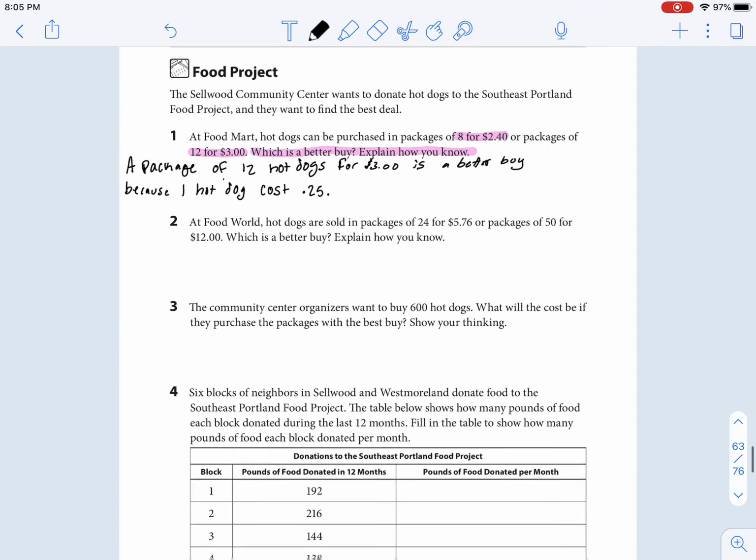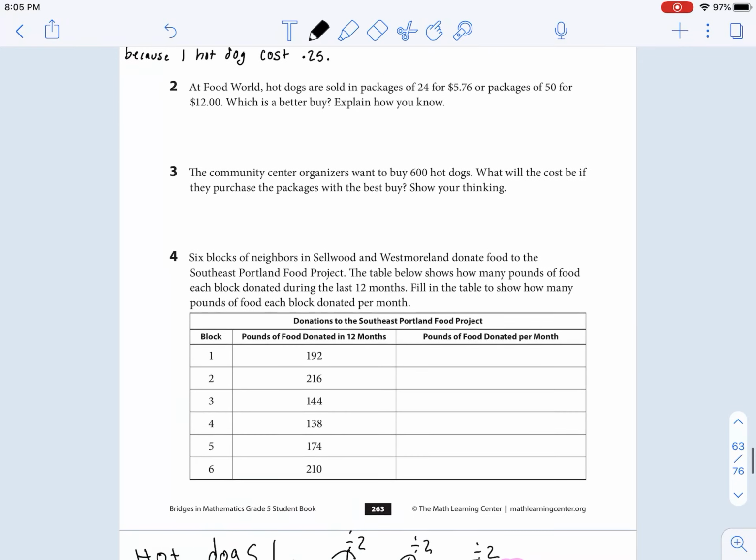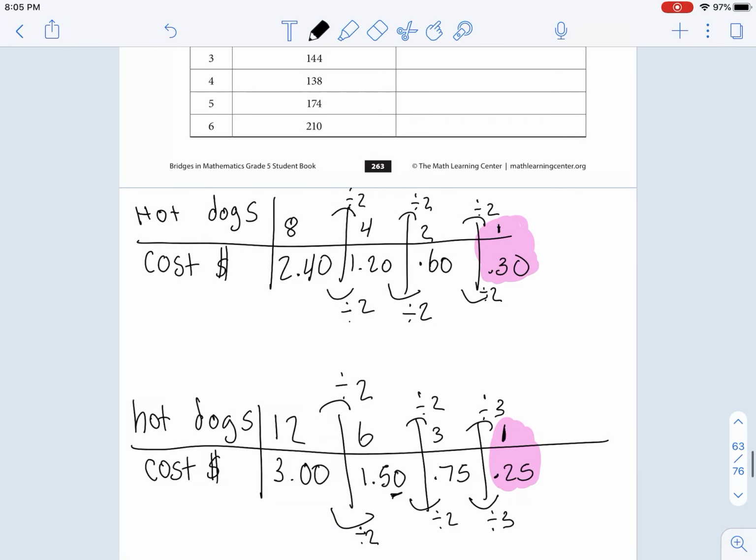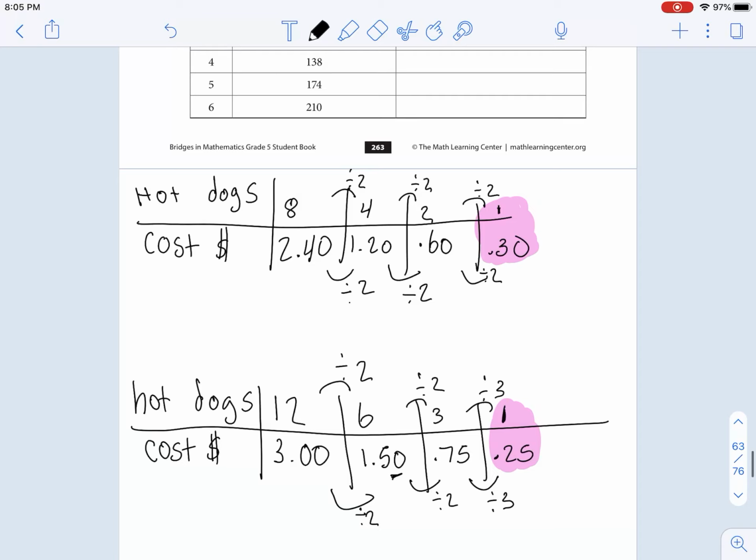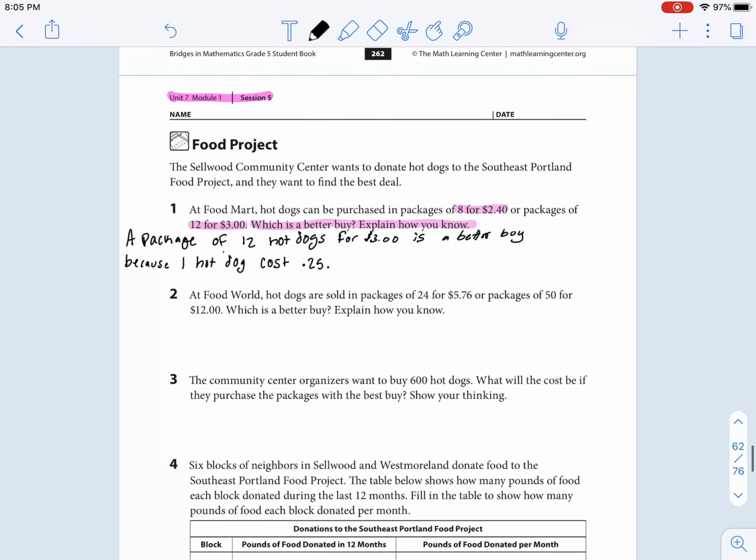As you are working through the page, please use ratio tables to help you understand the relationship between multiplication and division. Thanks.